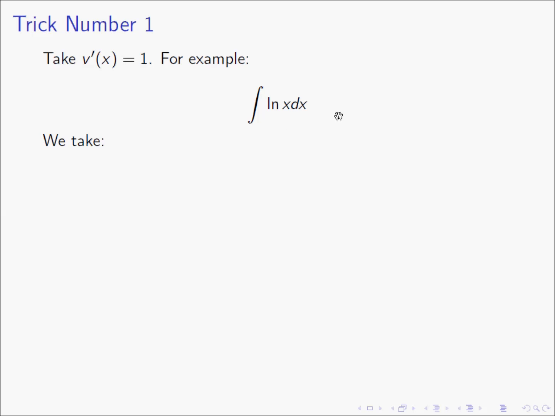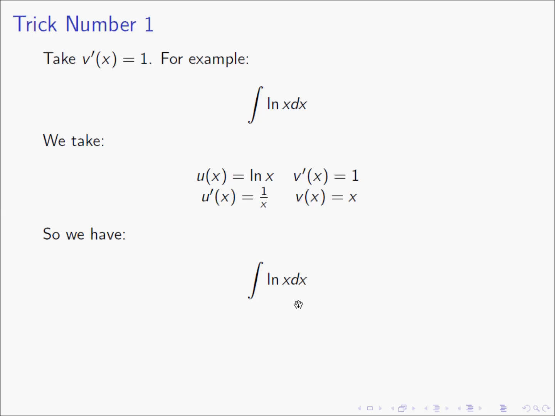We can do a little trick. We take u equals the natural log and v prime equals 1. So we have that u prime is 1 over x and v is x. The integral of 1 is just x. So we have that this integral we can, and here's the trick, we can write this integral as the natural log times 1. So here we have two functions and we can apply the formula.